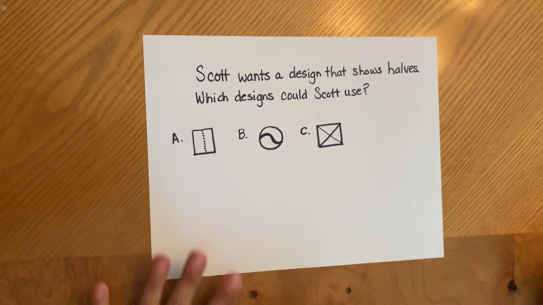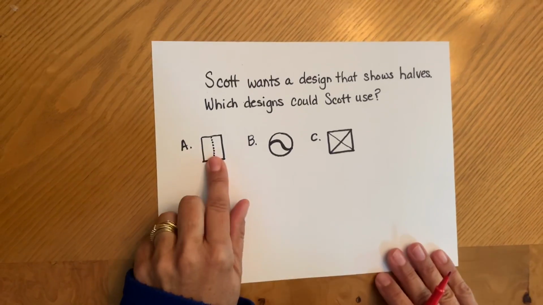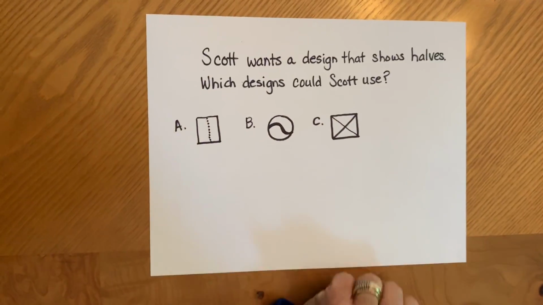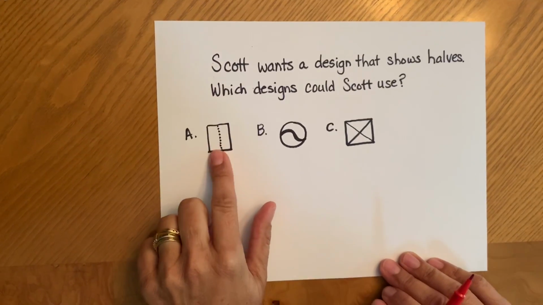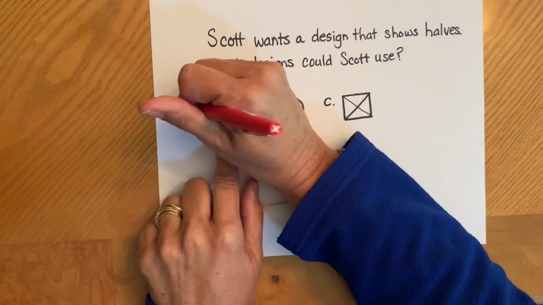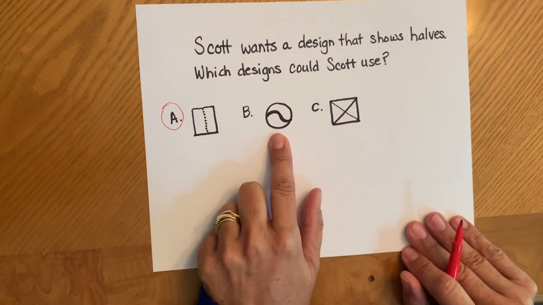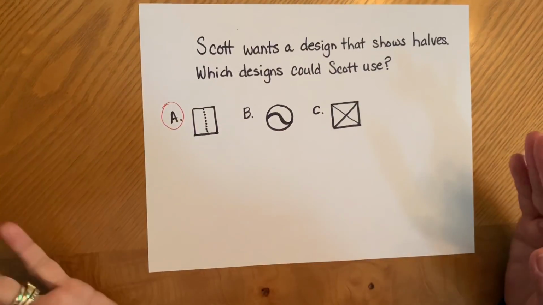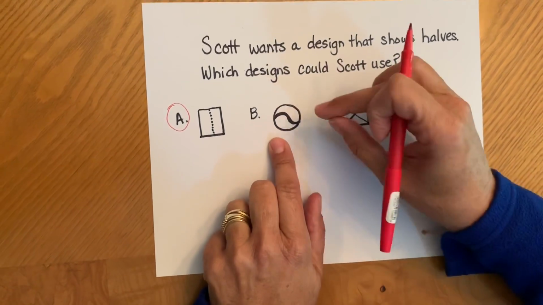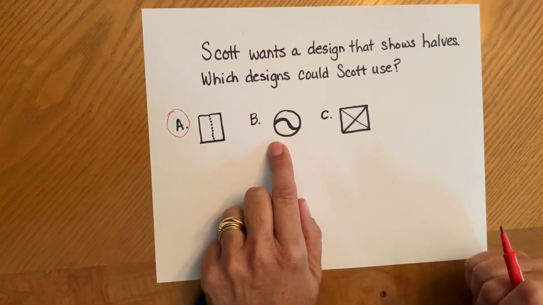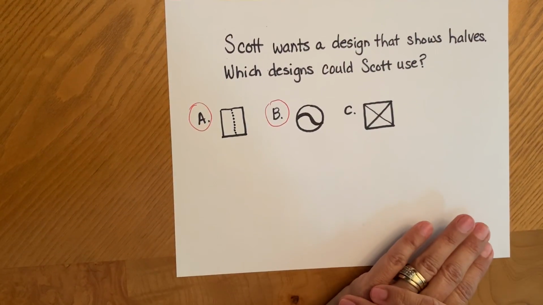Scott wants a design that shows halves. Which designs could Scott use? A, B, or C? Now it says which design, so that could mean that there's more than one correct answer. Okay, this is one shape divided into 2 equal parts. So yes, he could use this design. Although this looks crazy, these 2 parts, pretend like mine, are absolutely symmetrical. If you cut them apart and stack them on top of each other, they could be the same size and shape. So yes, you could use this design.